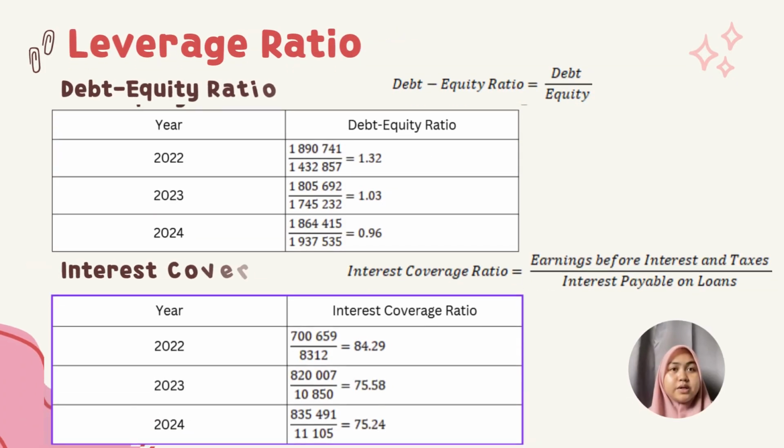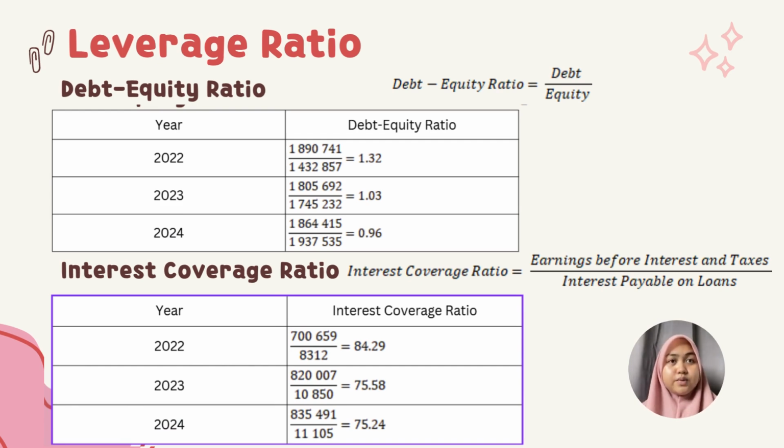Lastly, we have leverage ratio. There are 3 main ratios used to measure leverage. The first one is debt equity ratio. The formula is simple, which is debt divided by equity. As we can see, the debt equity ratio for 2022 is 1.32, for 2023 is 1.03, and for 2024 is 0.96. Second is interest coverage ratio.